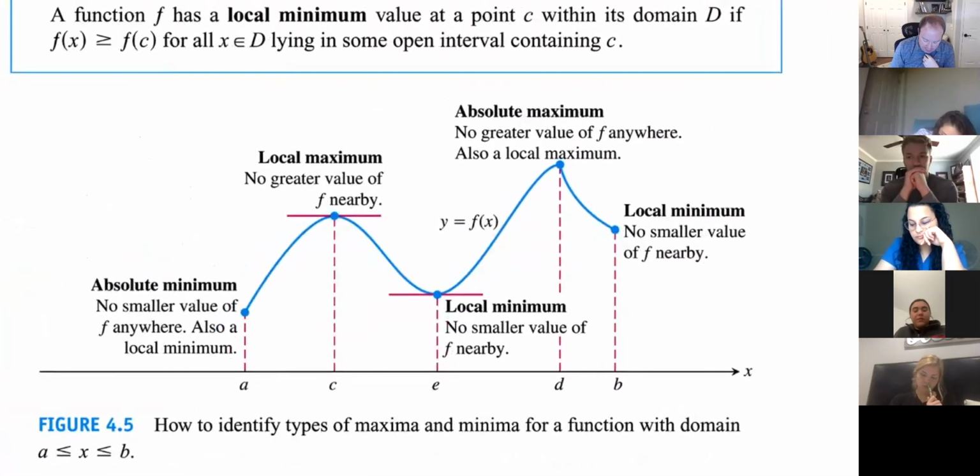But notice again, the absolute minimum is over here at the endpoints. You could have more than one minimum. These are local. And the absolute minimum is still a local minimum.